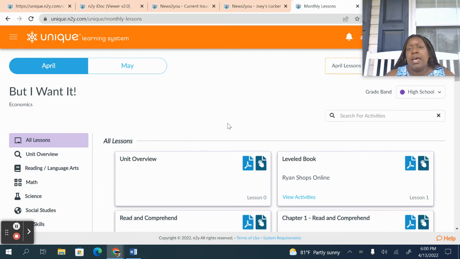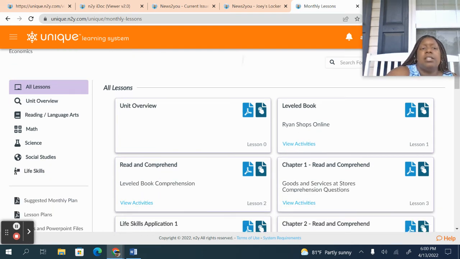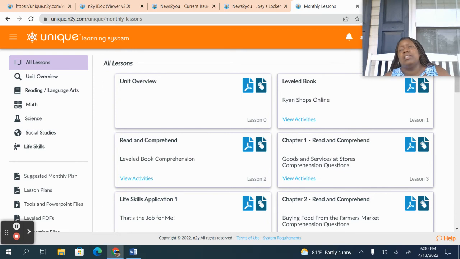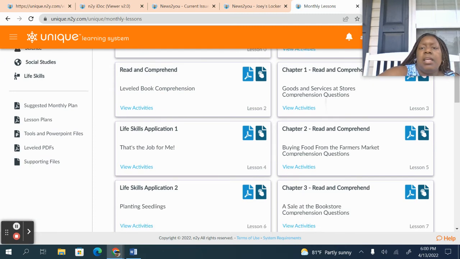So, with that being said, I wanted to take a look through a couple of the activities that they have available on News to You and Unique. First, I'm in Unique Learning Systems, and as you can see, this is the monthly lessons. It gives me an entire month's worth of lessons for April. This one's based on the economy and economics.